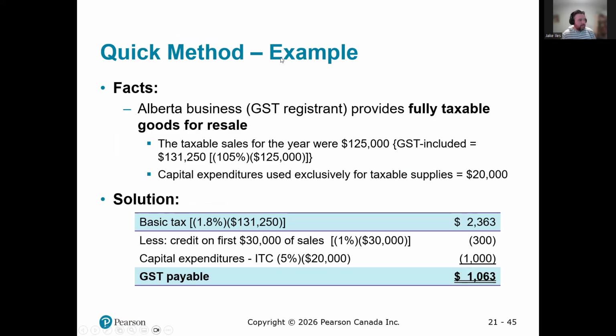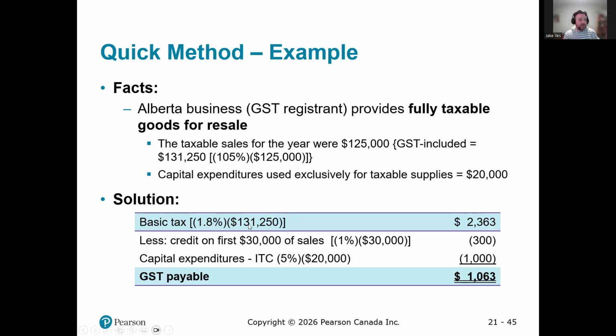So an example for the quick method: an Alberta business, which will only charge GST, provides fully taxable goods for resale. So they deal in a retail business. The taxable sales for the year were 125,000. GST included is 131,250. So that's taking 105% and applying it to the sales amount. The thing about the quick method is it's calculated based on the GST included amount. So if we have 125,000 in sales, we've collected from customers 131,250. And part of that is sales tax.